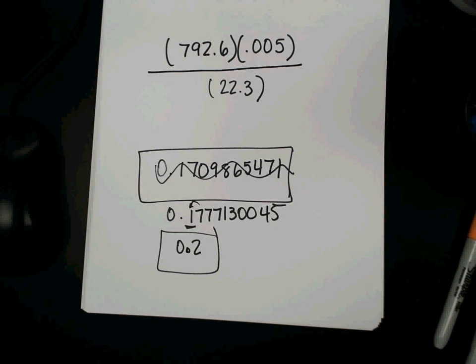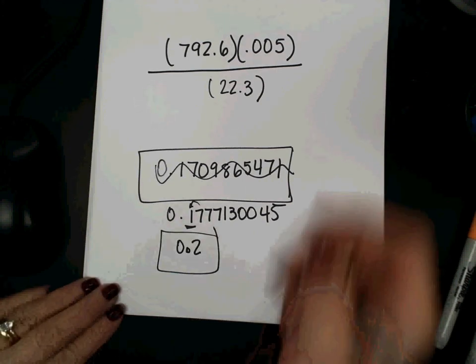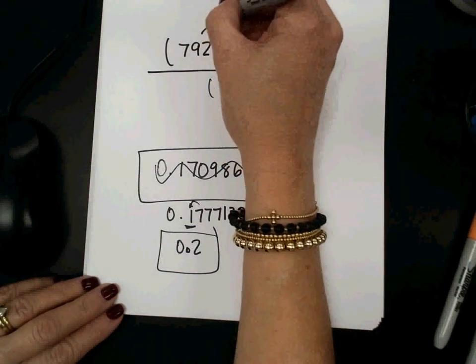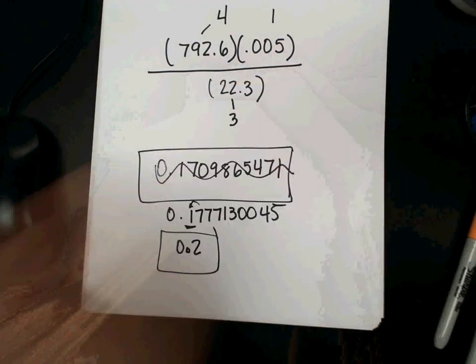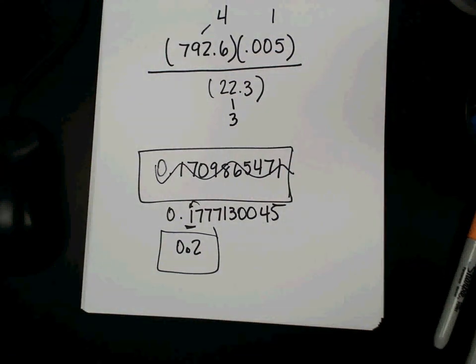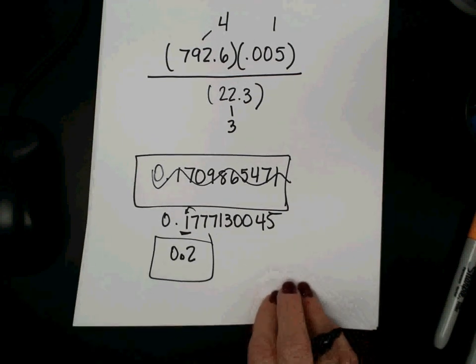Point 2. Now, Alyssa, I see you're looking at it like you're confused. The number of significant digits I got was 3. So we had 4 here, 1 here, 3 here.